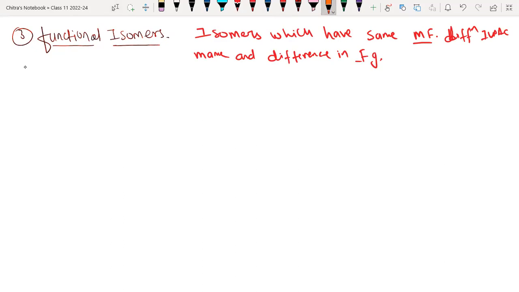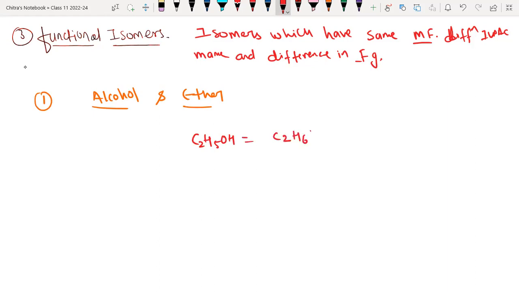Yes, sir. Okay, so first pair we are going to understand. I am writing here alcohol and ether. They show functional isomerism between them. So this is the pair, alcohol and ether. So I'm just taking ethanol. The formula we have is C2H5OH. Or instead you can also write it as C2H6O. You can write like this also. Is it clear? Yes, sir.